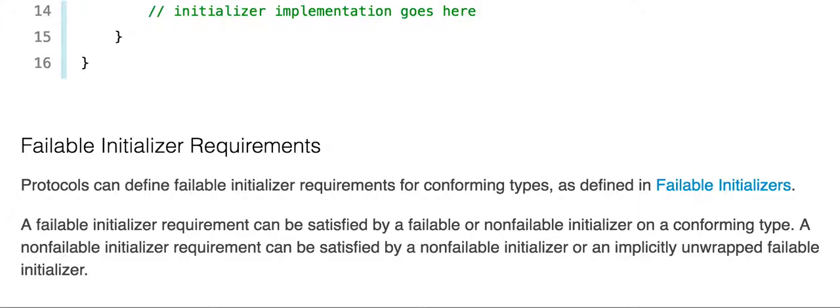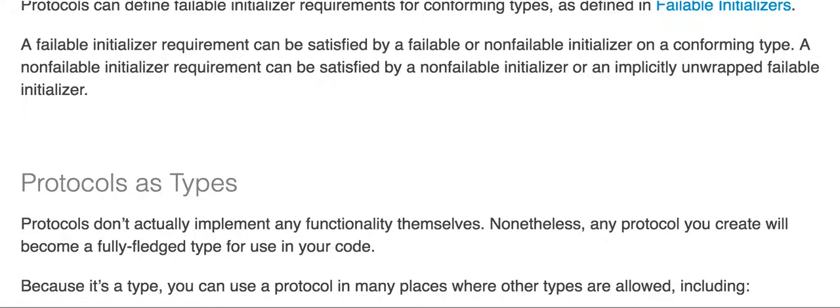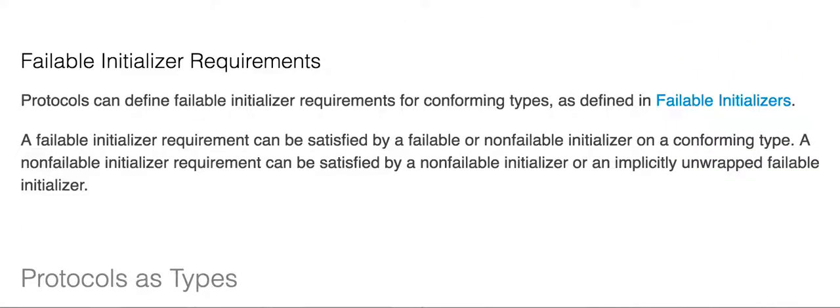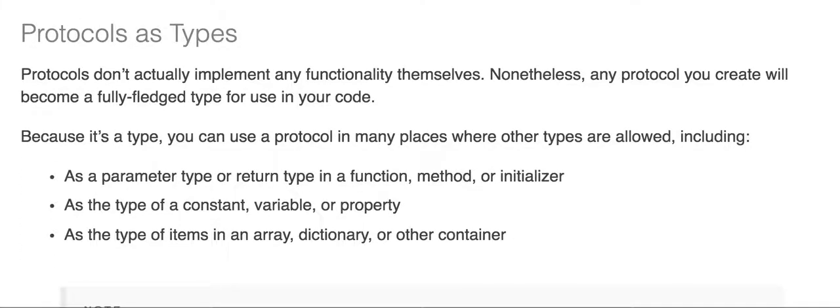Failable initializer requirements. Protocols can define failable initializer requirements for conforming types as defined in failable initializers. A failable initializer requirement can be satisfied by a failable or non-failable initializer on a conforming type. A non-failable initializer requirement can be satisfied by a non-failable initializer or an implicitly unwrapped failable initializer. Okay, that was a little verbose. We'll leave that there.